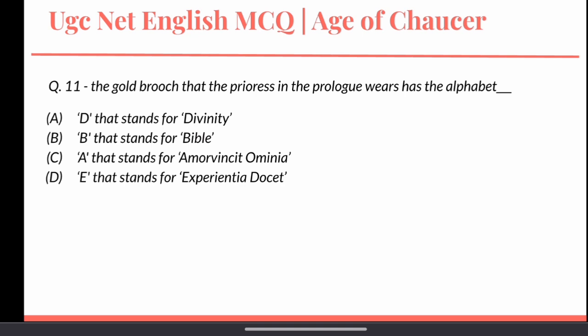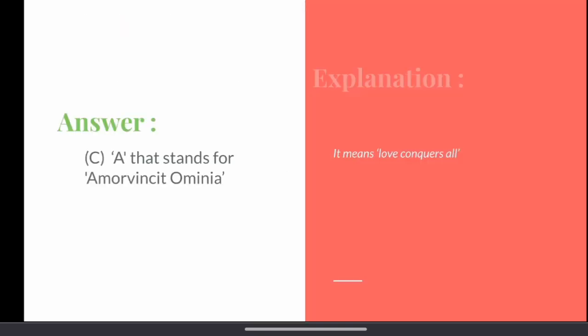Okay, so the right answer for this question is option C, A, that stands for Amor Vincit Omnia. Okay, so what does this term mean? It means love conquers all. Okay, so moving on to the next question.